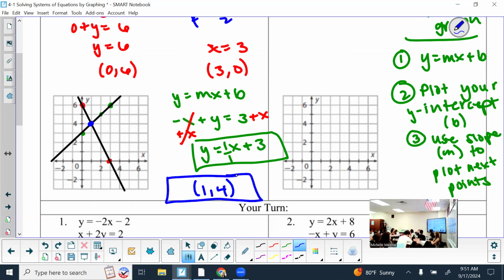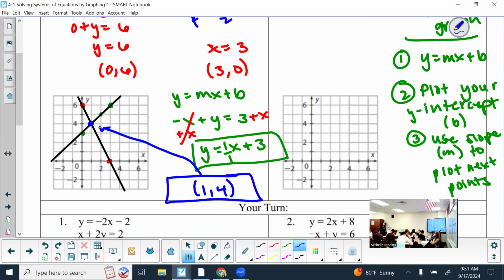If you were to write it on a test without parentheses, you would lose a point. So you know how to write your coordinate. But that's my solution. Questions, comments, concerns? Okay, that one took a long time.